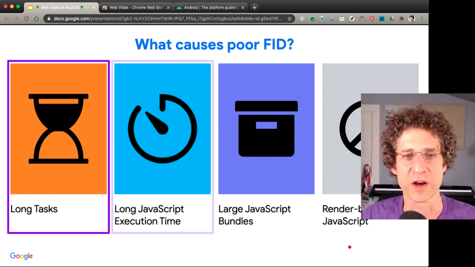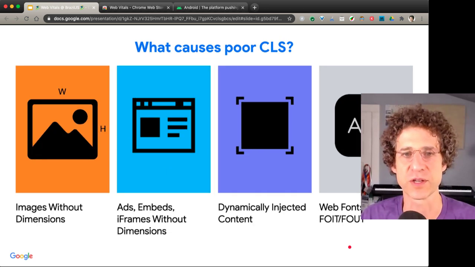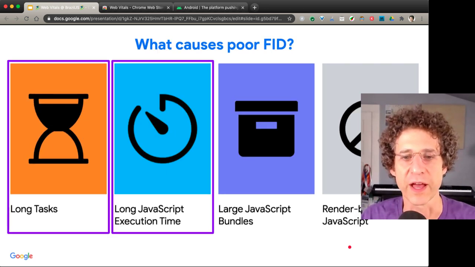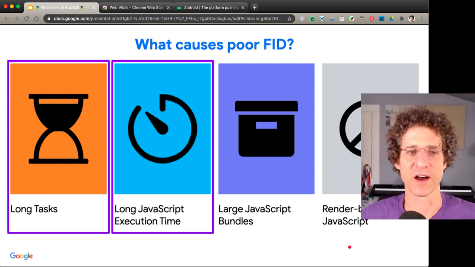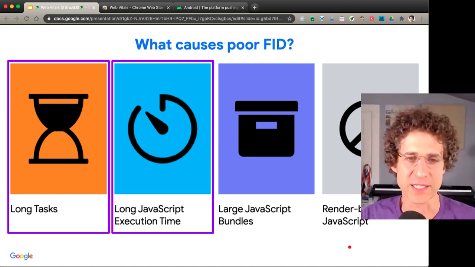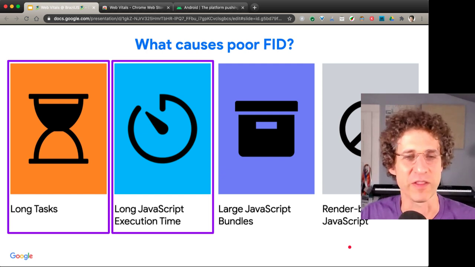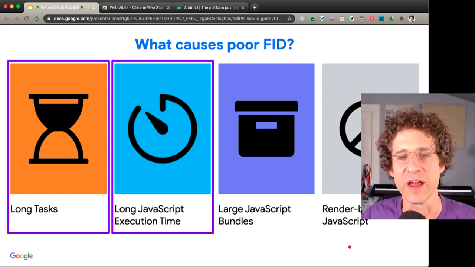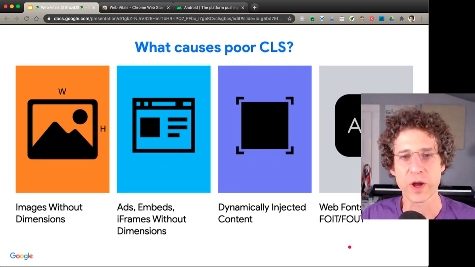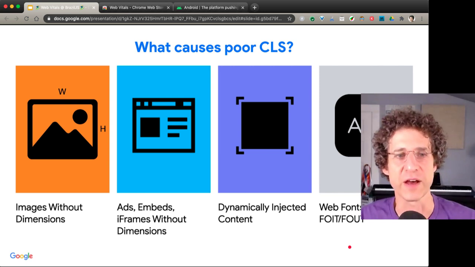Focusing for a minute on long tasks and long execution time. Oh, okay. We're not focusing on those things. But these are problems we discussed before in this talk. Try to break up long tasks into smaller tasks and try to run less code, or run code after things already are available to be used by the user. Make them interactive first.